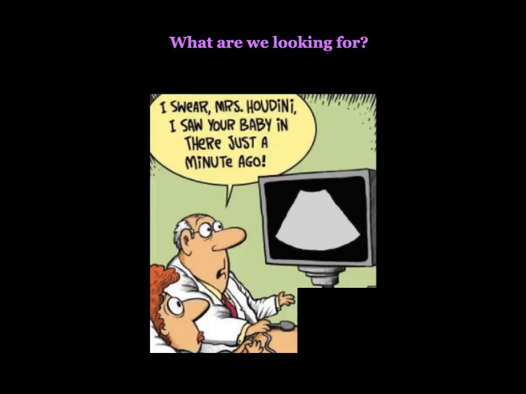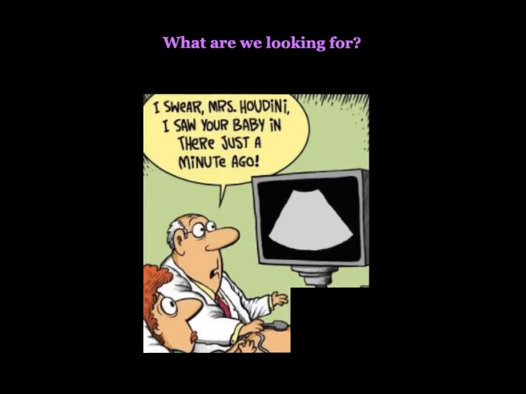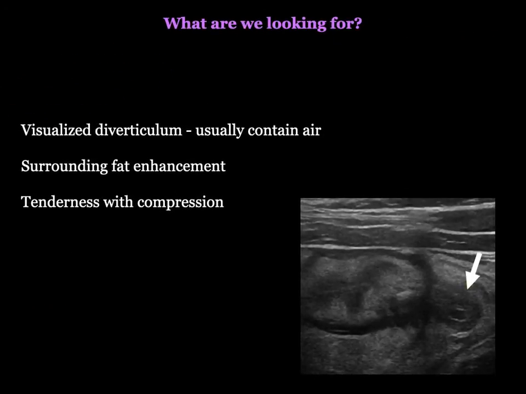So what are we looking for when we're trying to find diverticulitis on ultrasound? Well, there are a couple of things. The first is we got to find some diverticula. So diverticula are these little outpouchings off the bowel where the bowel wall is weak. They often contain air, but they may contain fecal matter as well.